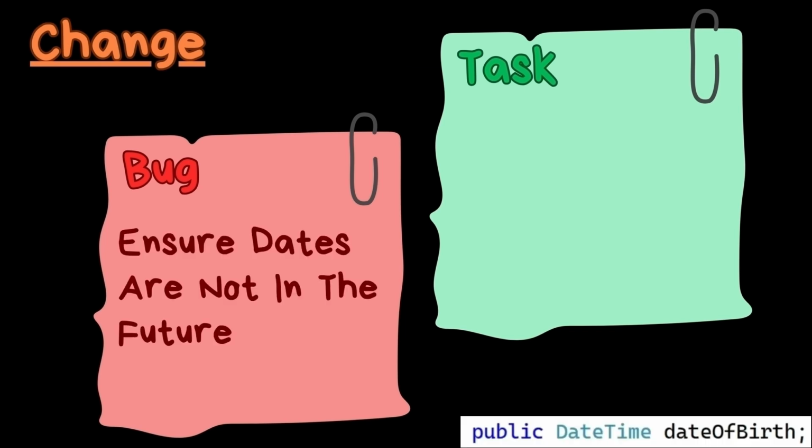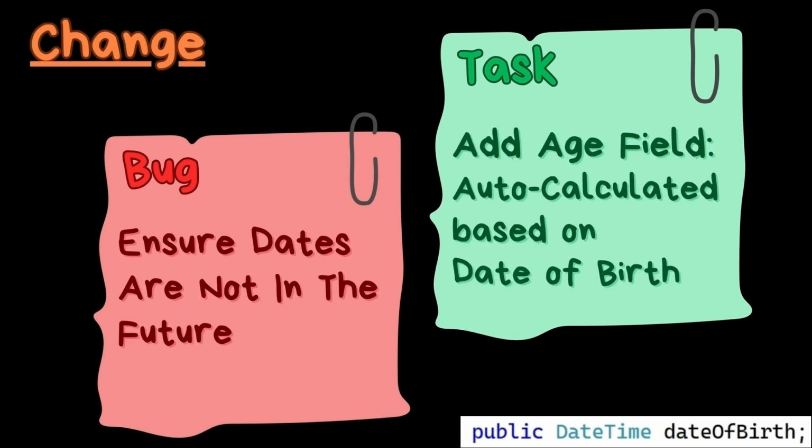We have observed that there are so many records in the system that have future dates set in the date of birth column, which later causes problems. We need to add a validation to avoid this. Also, we have to add a new field, age. But we won't take the value directly as input. Instead, we will auto-calculate the age based on date of birth.